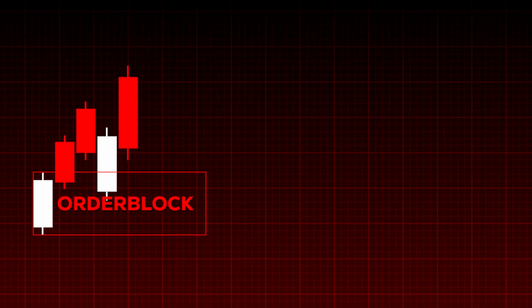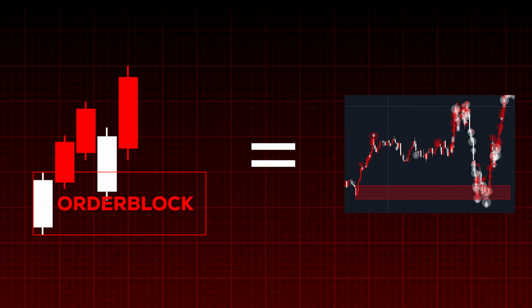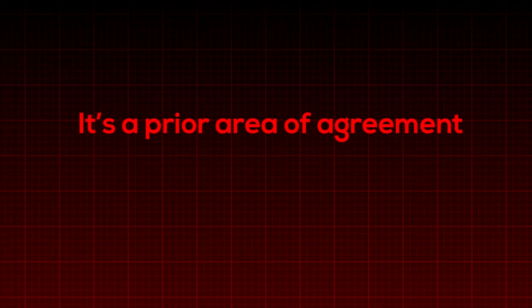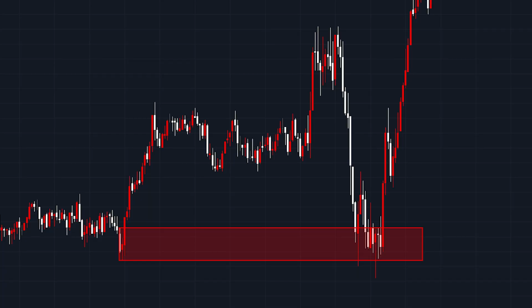or resistance. From an order flow perspective, an order block is simply a strong support or resistance area where significant volume was previously exchanged and later defended. It's a prior area of agreement, a zone where significant business was done before imbalance occurred. Now let's focus on this example.